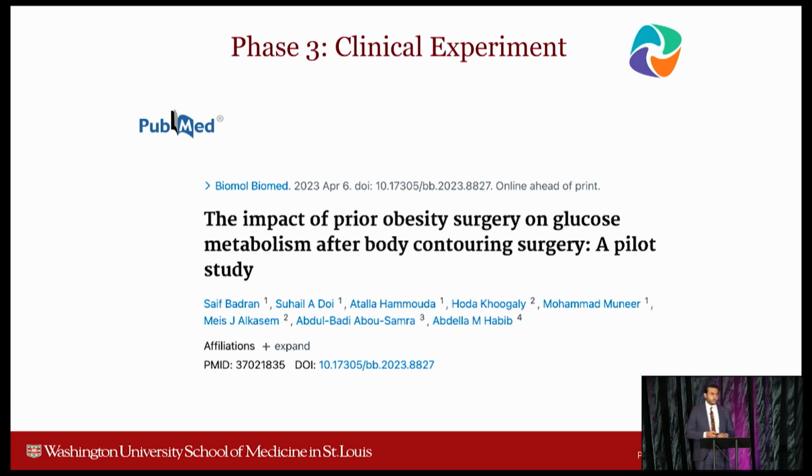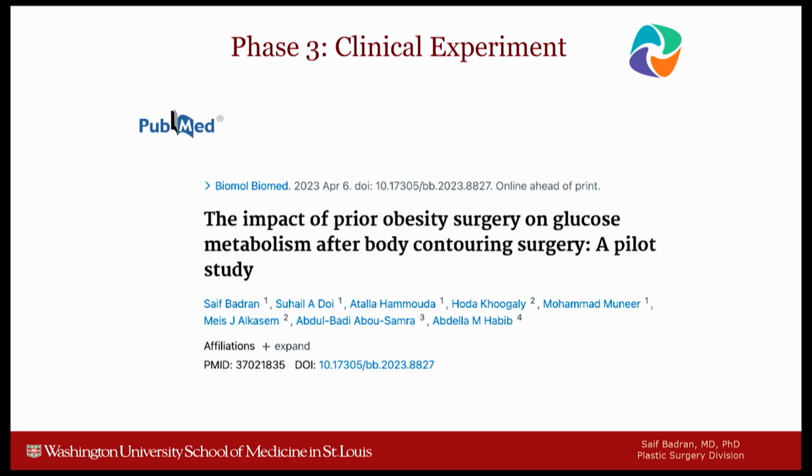So next, we conducted a clinical trial with around 40 patients. These patients underwent body contouring surgeries, tummy tuck, no liposuction. We got blood samples 1 week before surgery, and 1 week and 6 weeks after surgery. From these blood samples, we measured glucose homeostasis. We gave them the oral glucose tolerance test, and we measured the HOMA-IR, which is a marker of insulin resistance.